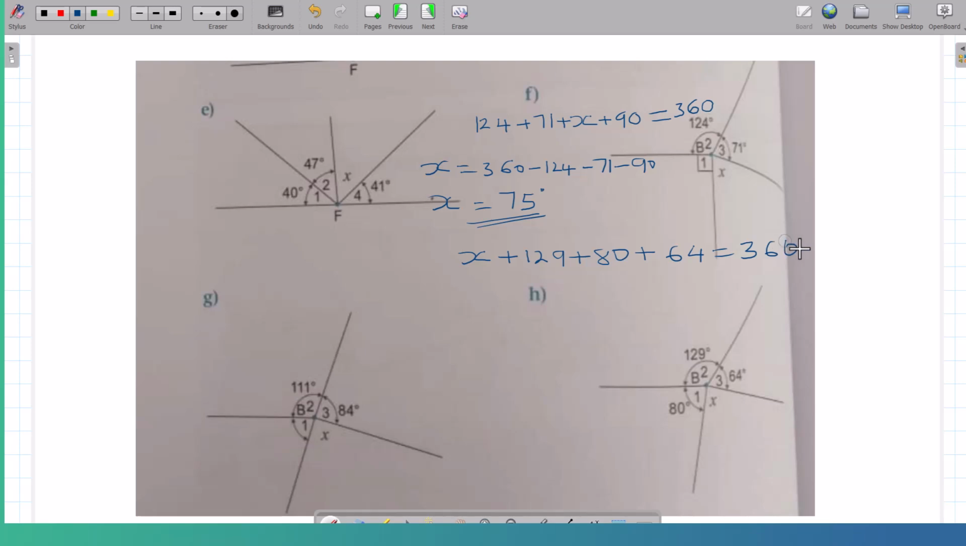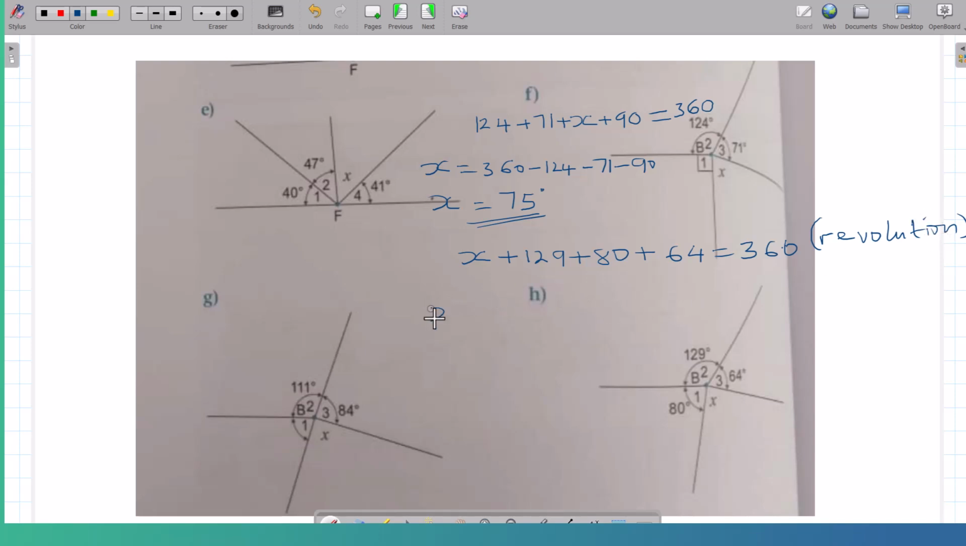Who can give us a reason here? What's the reason here? We can say revolution, or we can say angles at a point. It's a full revolution. Altogether, we can say: revolution or angles at a point. Okay, now how do you get x then here?